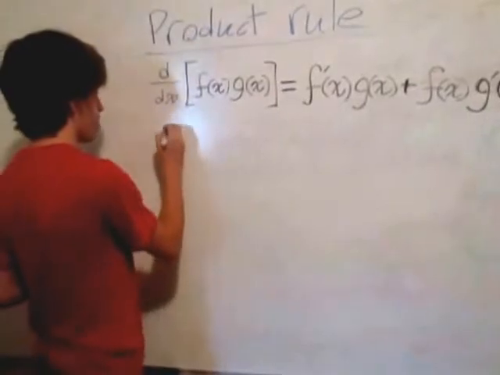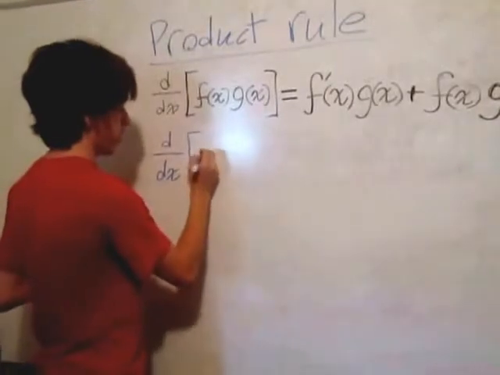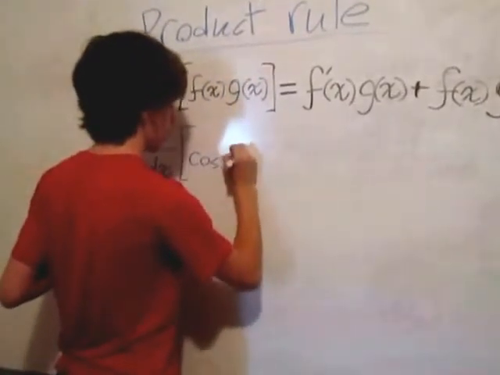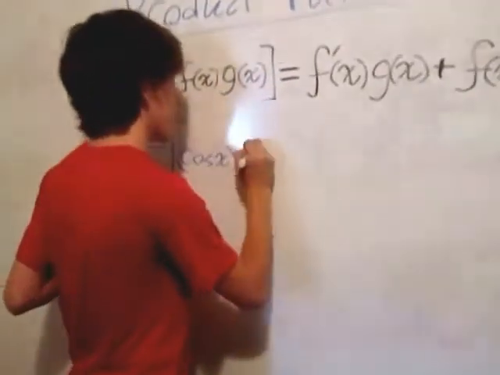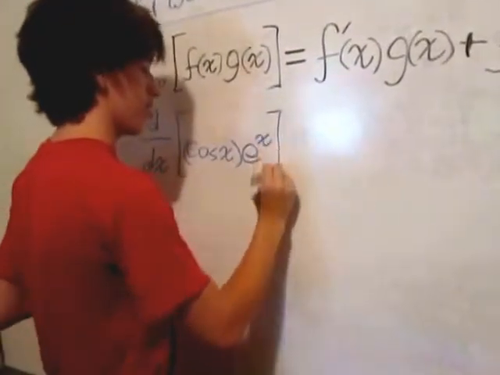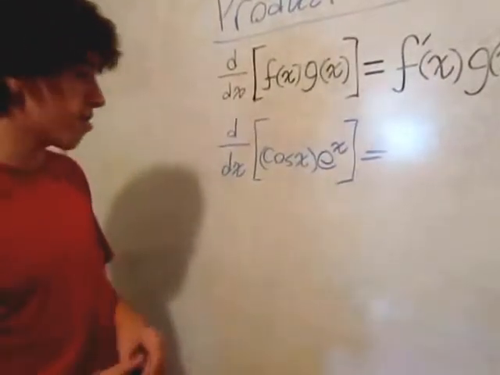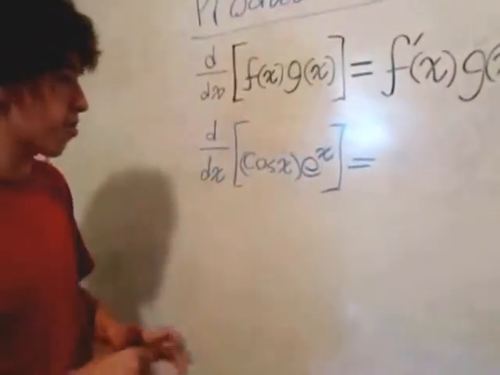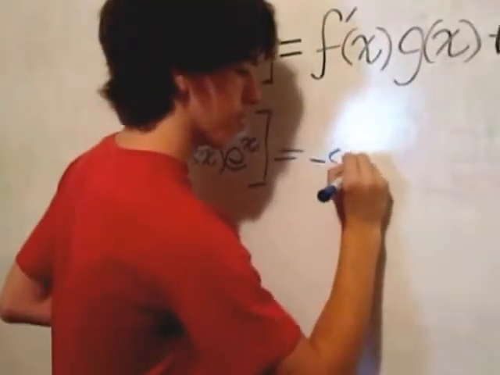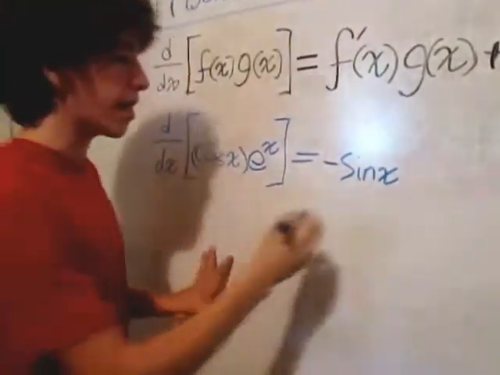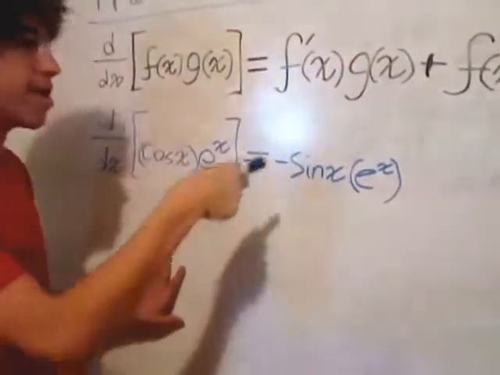So what if we have the derivative with respect to x of cosine of x times, well, here's an easy one, e to the x. We might as well get used to e to the x. Alright, so we take the derivative of the first function with respect to x first, and multiply it times the normal next function. So the derivative of cosine of x is negative sine of x. And then we multiply times the second function, e to the x. I'm going to put it in parentheses because it would look kind of weird.